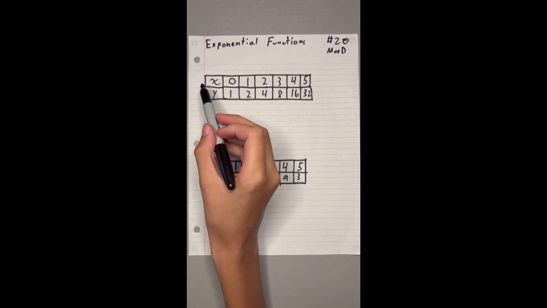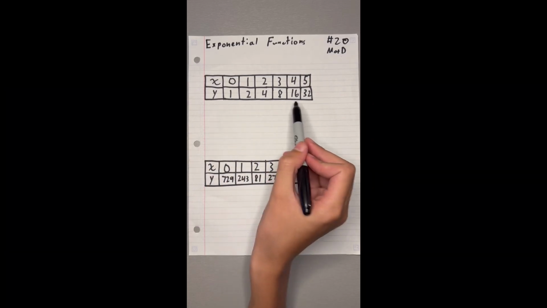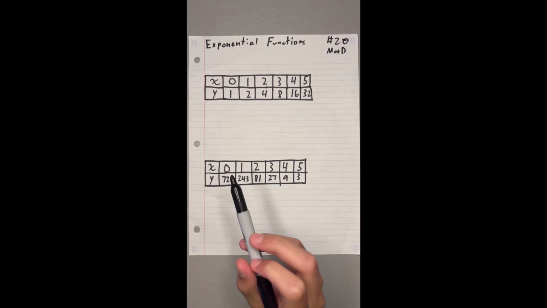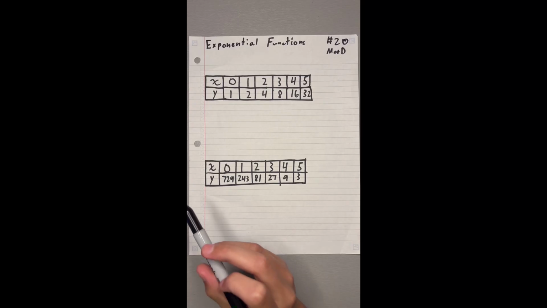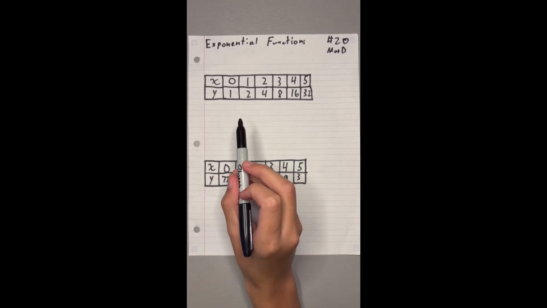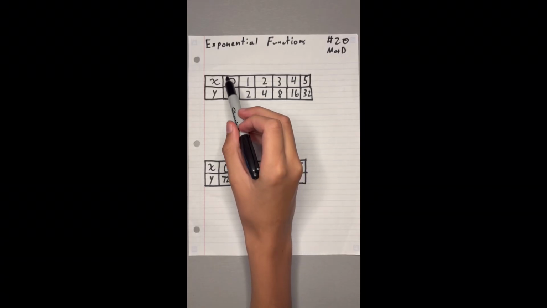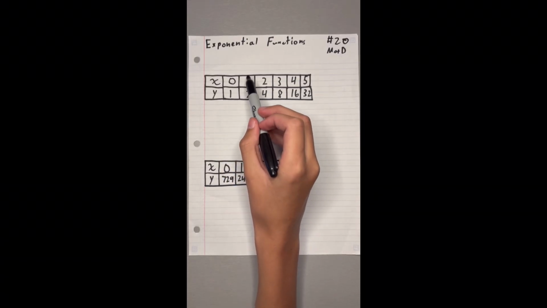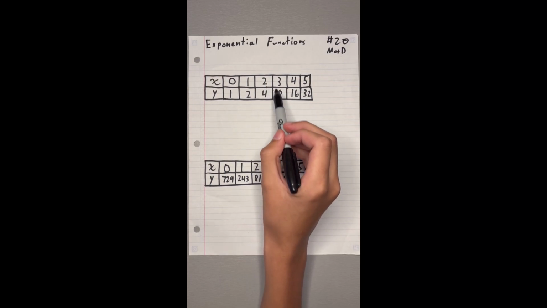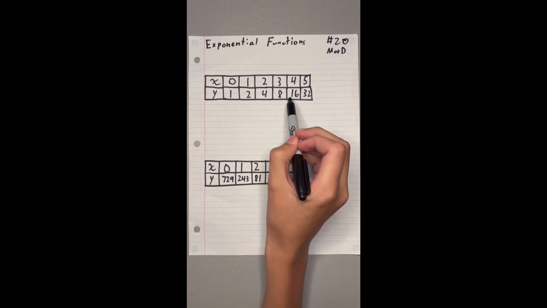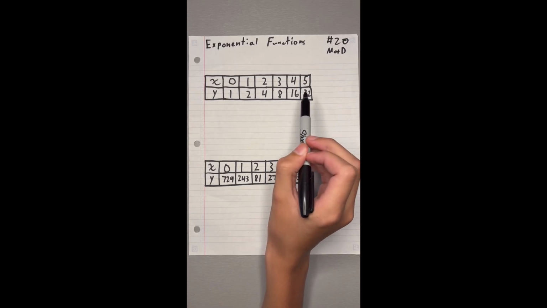The top represents the input, or x, and the bottom represents the output, or y. With this table, we are going to find the rate of change. To do this, we are going to find the factor of how much y is changing. So let's start. Our first set on this table is 0, 1, then the second is 1, 2, the third is 2, 4, the next is 3, 8, then 4, 16, and lastly 5, 32.